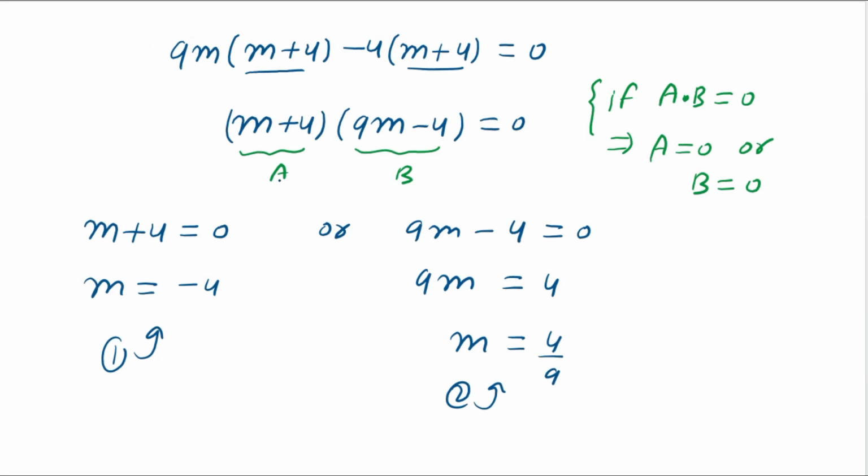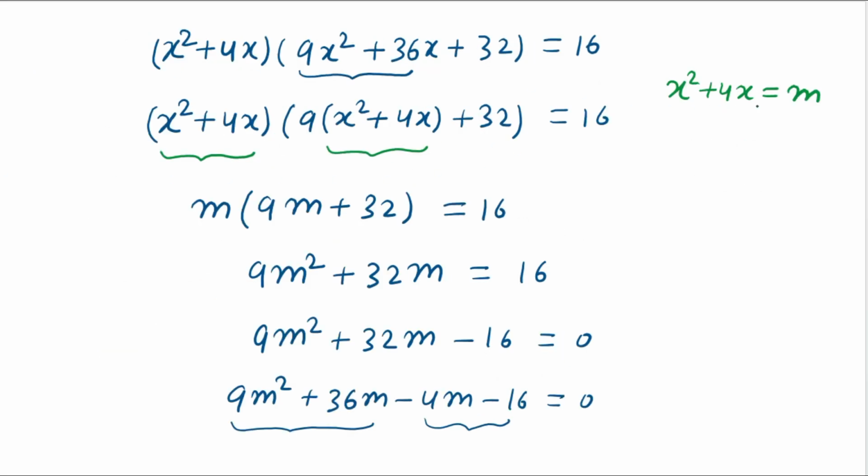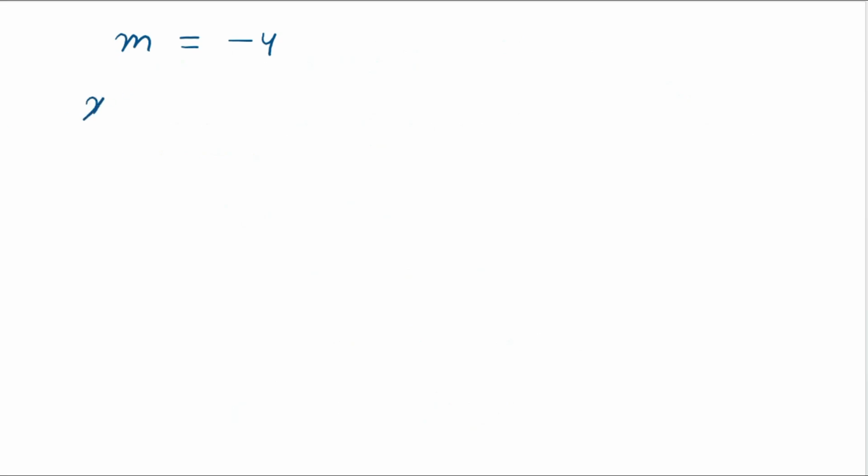Now first we will solve case first. M is equal to minus 4, and the value of m is x square plus 4x. So this m is replaced by x square plus 4x, and this is equal to minus 4. Now if we take all the expressions on the same side, then x square plus 4x plus 4 is equal to 0. On the left hand side we will apply middle term split.